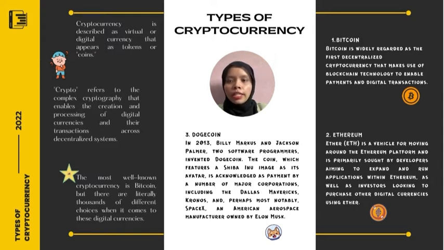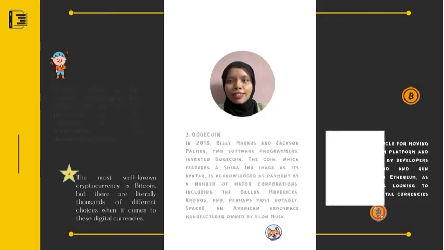And the third one is Dogecoin. In 2013, Billy Markus and Jackson Palmer, the 2 software programmers, invented Dogecoin. The coin, which features a Shiba Inu image as its avatar, is acknowledged as payment by a number of major corporations. These include the Dallas Mavericks, Kronos, and perhaps most notably, SpaceX, an American aerospace manufacturer owned by Elon Musk.